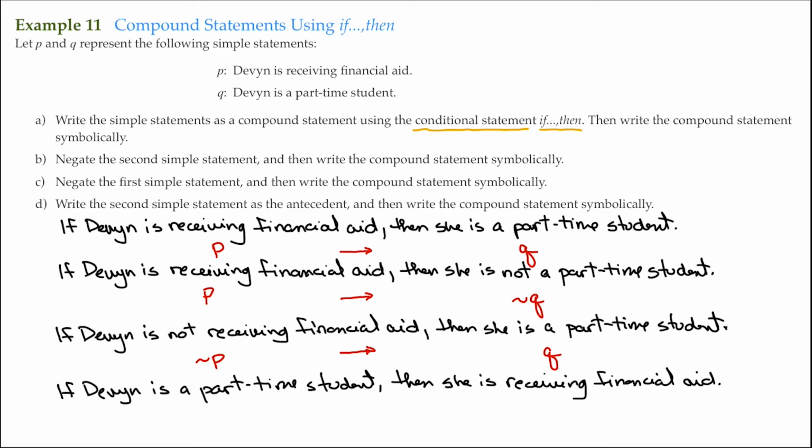And of course, symbolically, here is our antecedent, but our antecedent is made up of the second simple statement, Q. Devin is a part-time student. So here's Q. Here's our consequent, which is now made up of our first simple statement. Devin is receiving financial aid. That's P. And of course, our connective, which is the arrow. And this is pronounced if Q, then P. And I think we got it.